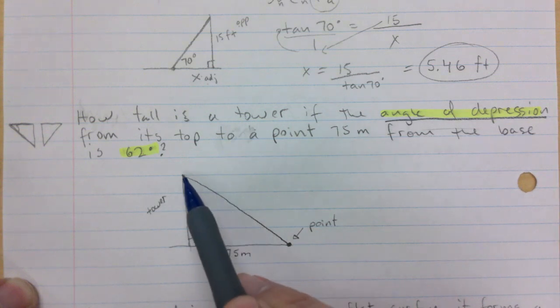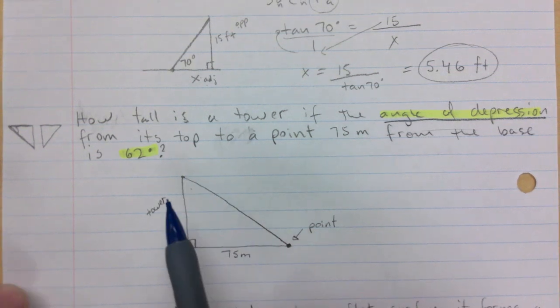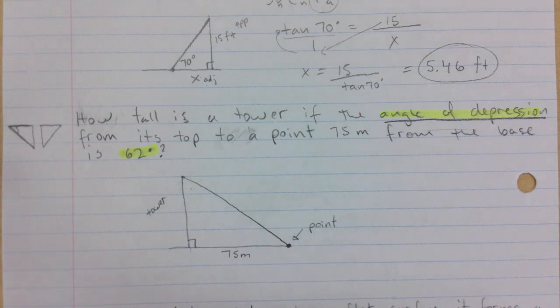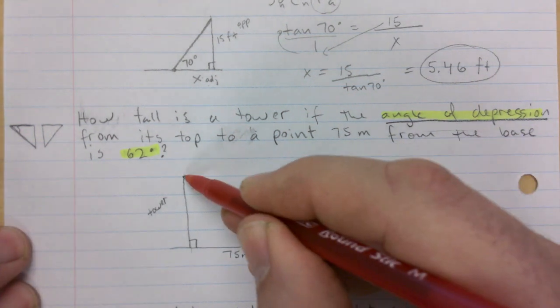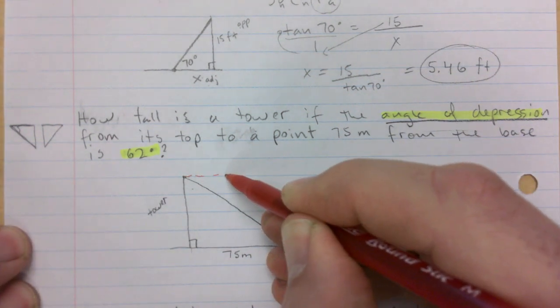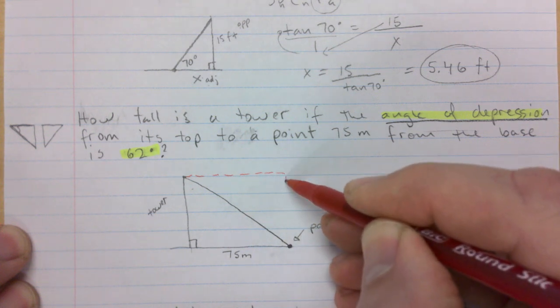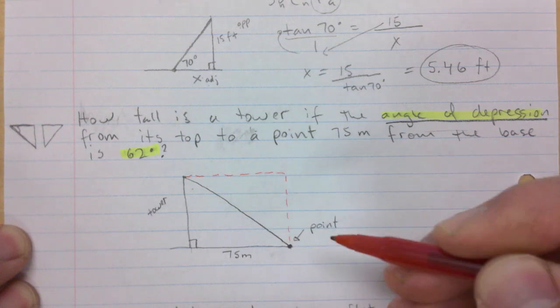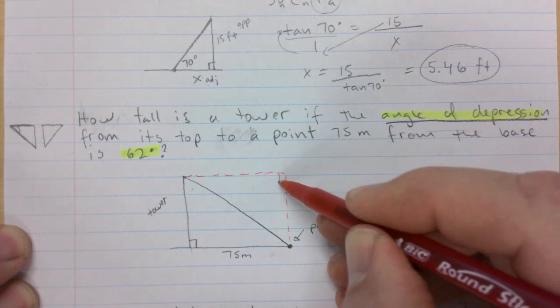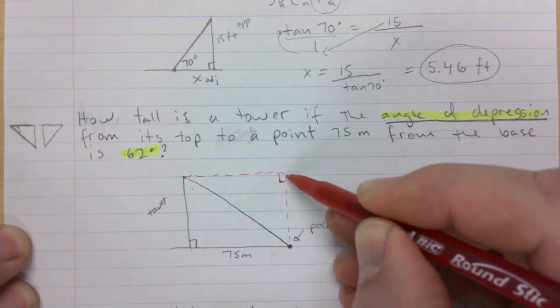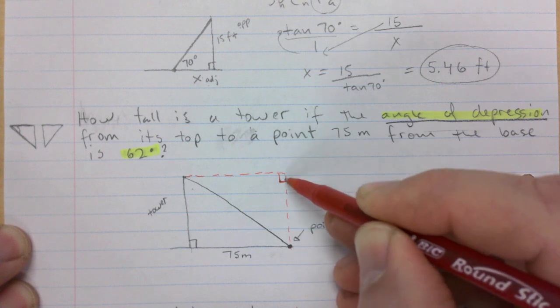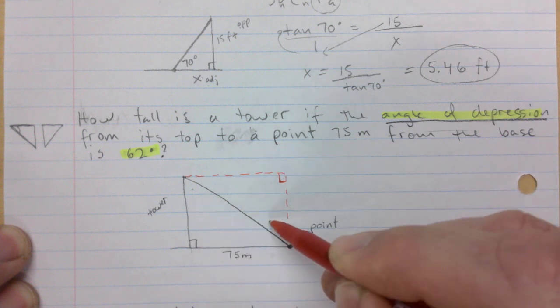So what you need to do is, I'm going to use a different color so that you can see it, you need to make a rectangle here. You need to complete this picture. So you go straight out and then you go down. And so you make your rectangle there. So this is also a 90 there. This is still the height of the tower. It's just transferred over to here.